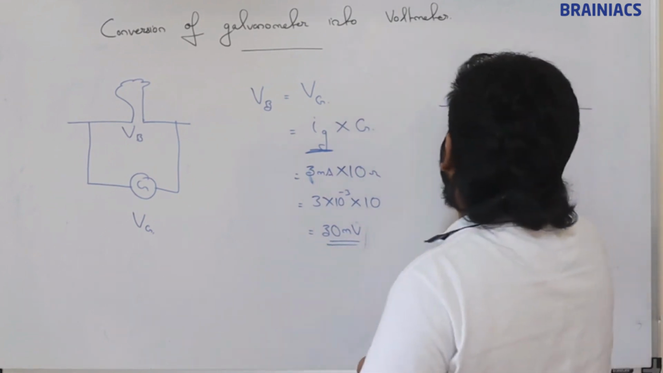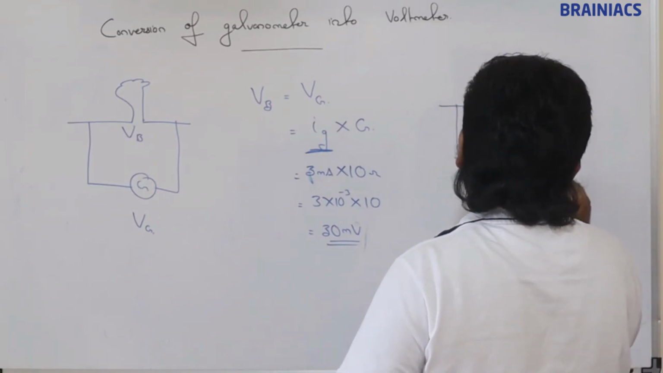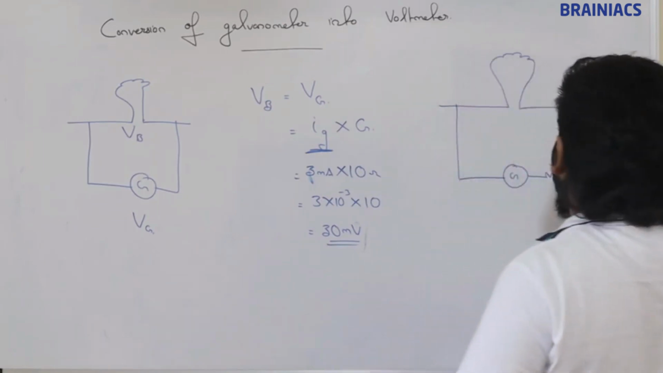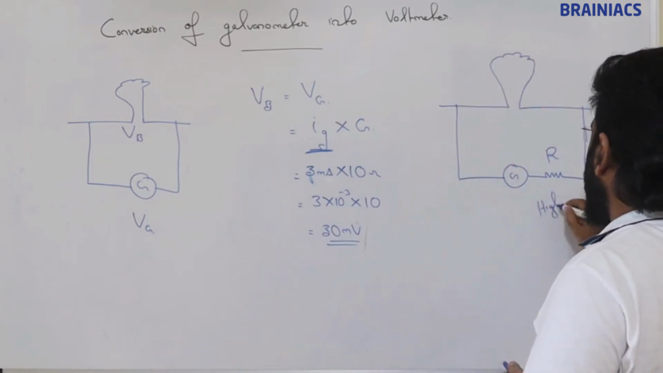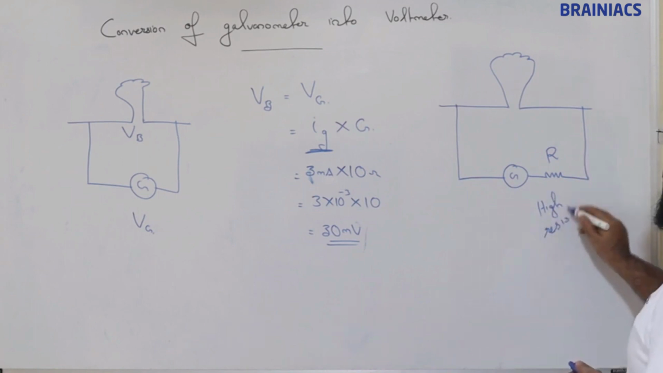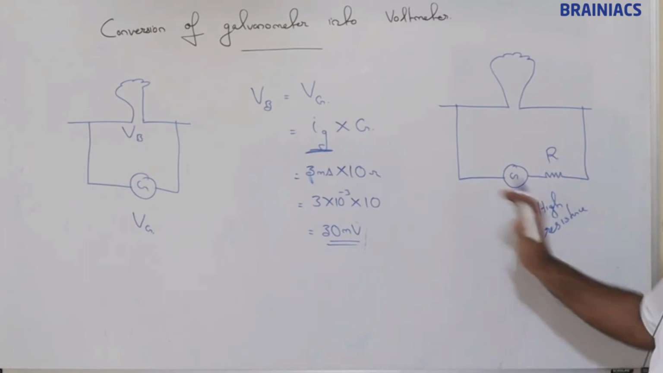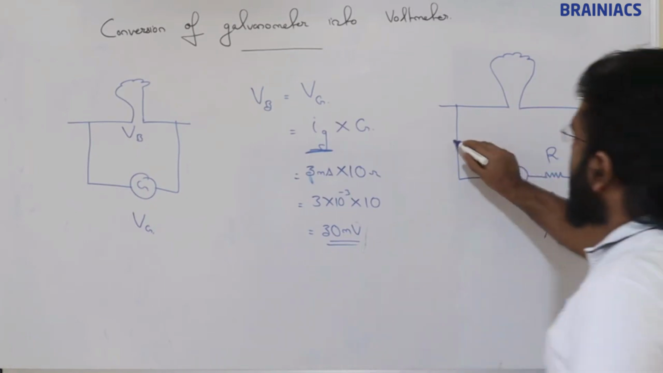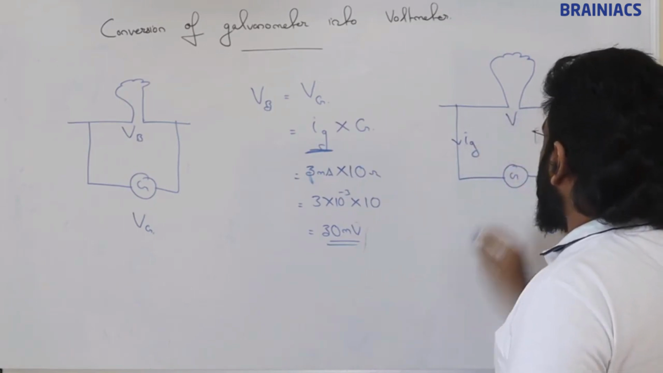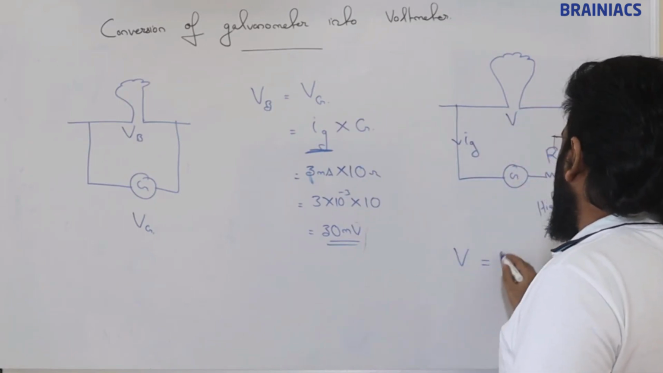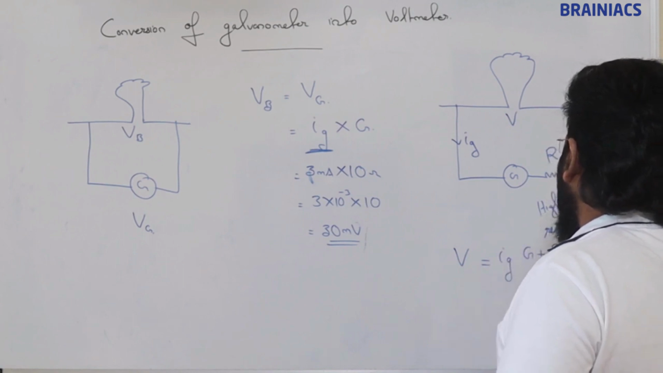Suppose if we need to measure enough voltage range, what we will have to do? We will have to connect a high resistance in series with this galvanometer. So if that is the case, then what is the voltage across this? This V is equal to Ig into G plus R.